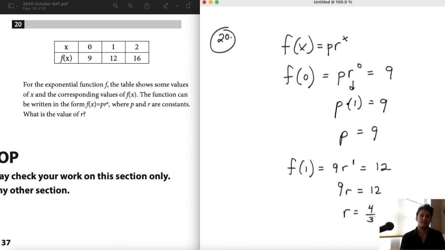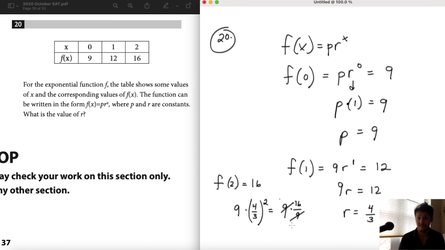If you want, you could try it out in the last point they give you. F of 2 equals 16. Well, let's just see if my work holds up here. If we have P is 9 times the R value of 4/3, and then that R value is going to get squared, raised to the x is 2. This is equal to 9, and then 4/3 squared is 4 squared over 3 squared, 16 over 9. And of course, 9 times 16 ninths. You could do the math, but 9 times 16 and then divide by 9, these 9s cancel and you just get 16. If you did the math, you would get 144 over 9, which is 16.